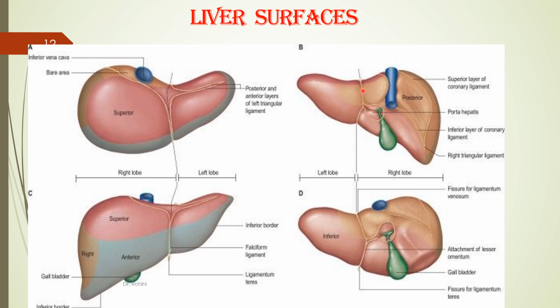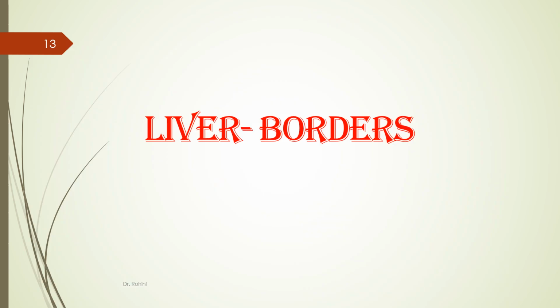And this is the posterior view. Posteriorly, this brown area is all called the posterior surface. This pink area below this, if you turn the liver properly, you will find the biggest area is called the visceral surface. Okay, coming to liver borders now.